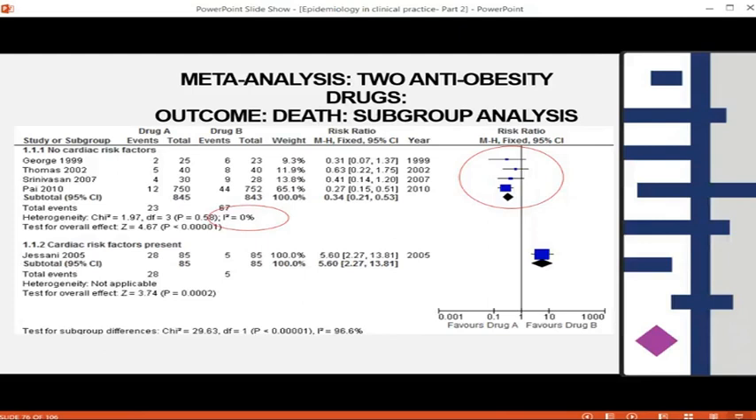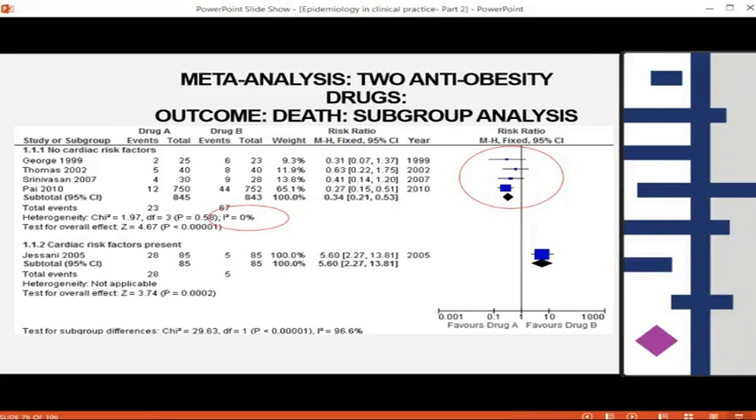Now, what is the difference in this group of studies? None of them included patients who had bad cardiac risk. None of them had angina or myocardial infarction. They were not on any cardiac drugs. And in this subgroup of patients, drug A is better than drug B for the outcome of death.